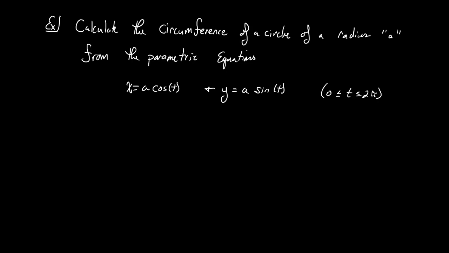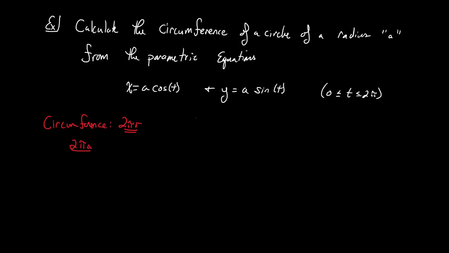So let's go ahead, and we all know how to calculate the circumference. So we know that circumference of any circle is equal to 2 pi times the radius. So we expect in this problem the radius to be a, because that was given. So we expect the circumference to be 2 pi times a. But let's go ahead and use calculus to prove this.